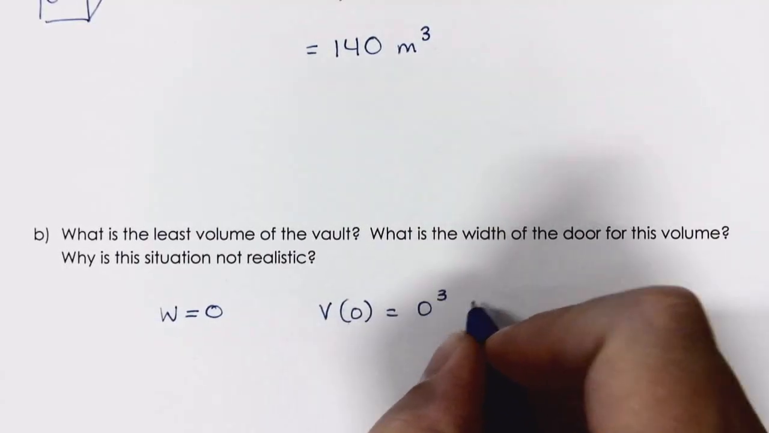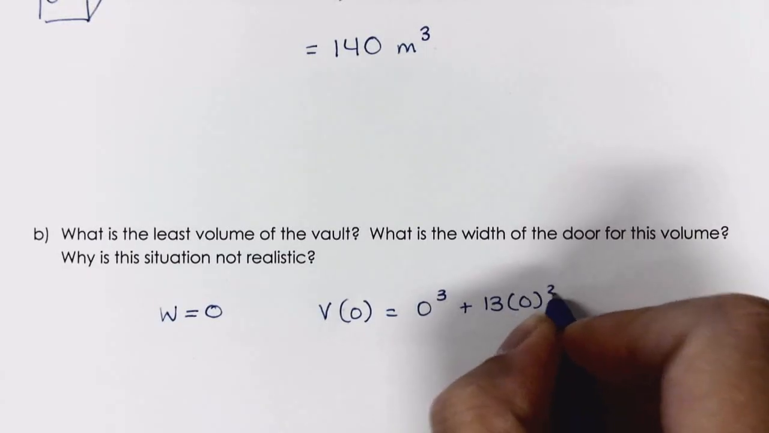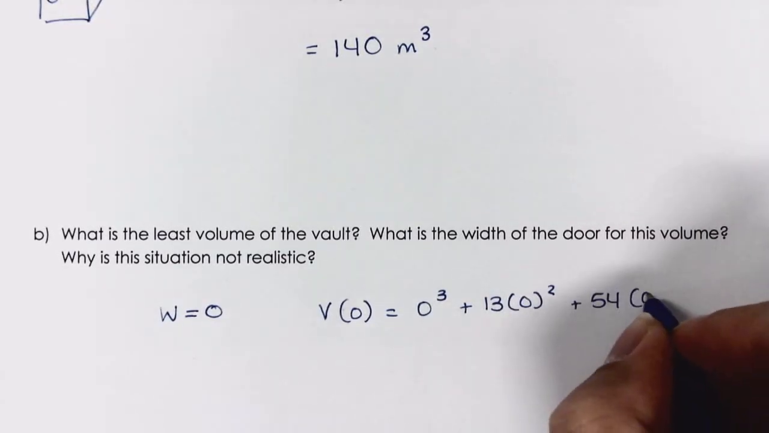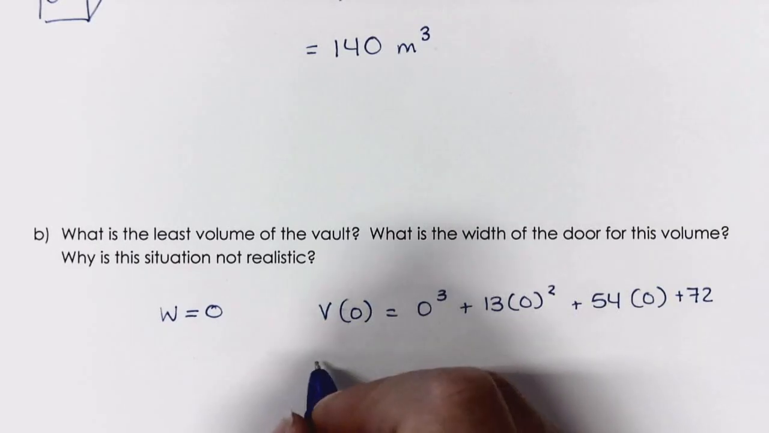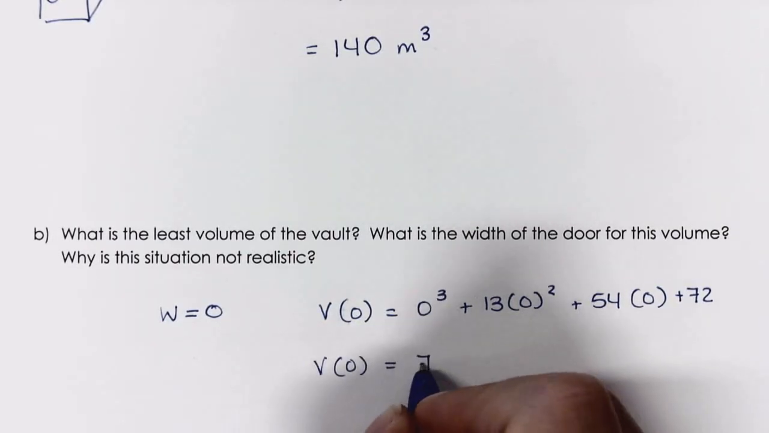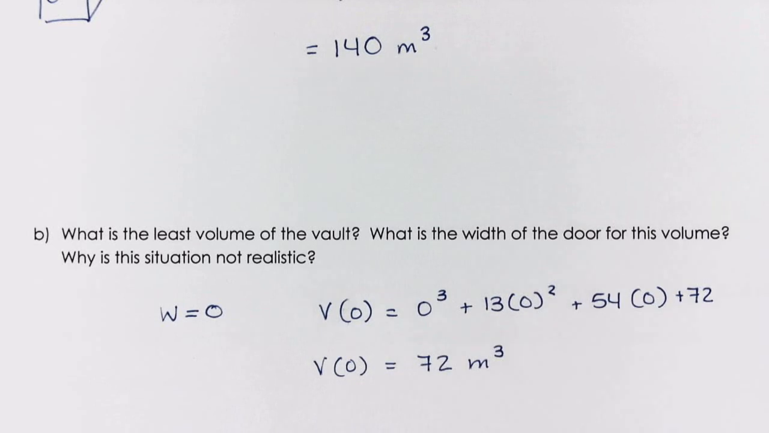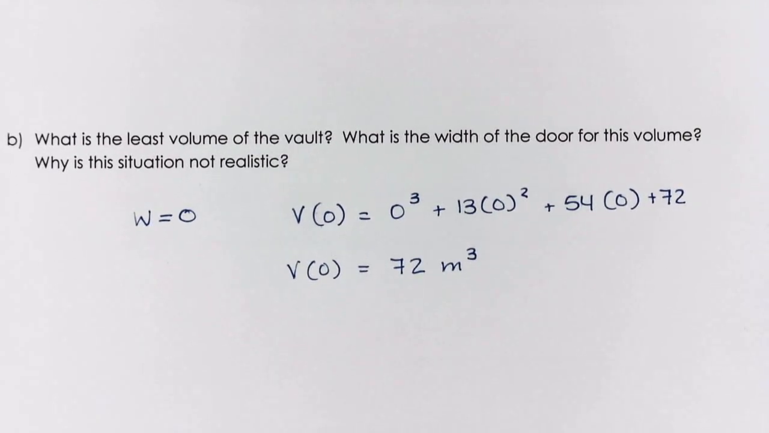Yeah, makes sense. So why is that unrealistic? If it has no width, it cannot be 72 cubic meters. So sometimes the polynomial function will model the situation, but you need to be smarter to put the restrictions on it. Does that make sense to everybody? You have to know more about the context of the situation, and we all know we can't have a width of 0.